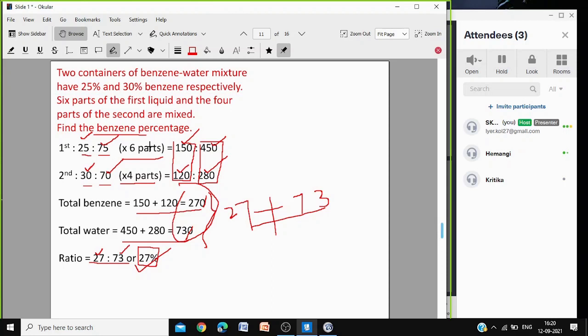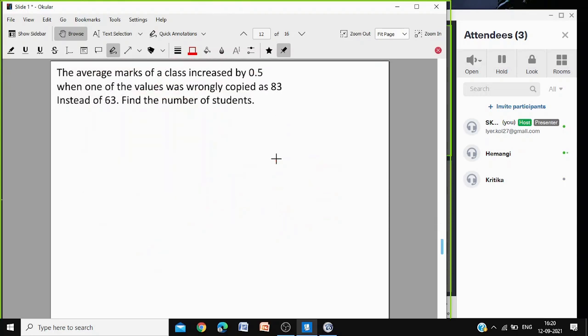For 6 parts, multiply both by 6. For 4 parts, multiply both by 4 and add the benzene plus benzene and water plus water. And you are getting benzene 270, water 730, cancel the zeros, 27 and 73. Because the total is 100, directly you can say 27% is benzene. Got it, Betty? Okay? Yes, sir.